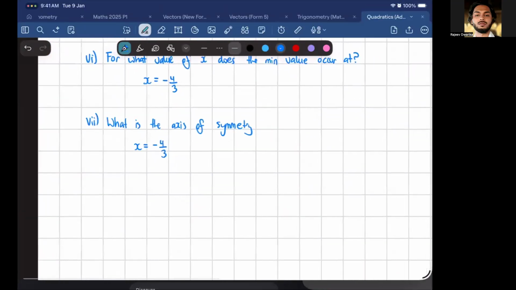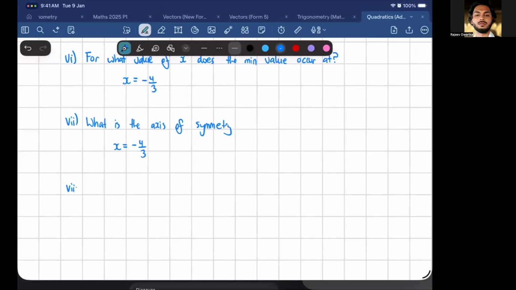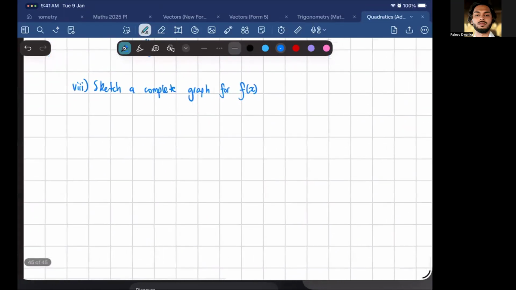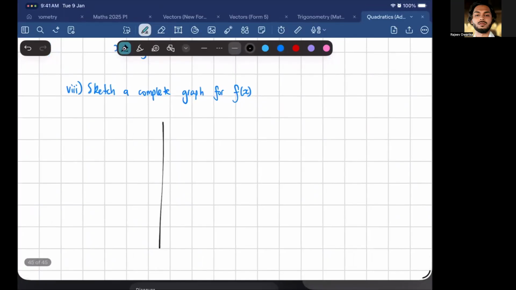So let's do a sketch. Sketch a complete graph for f of x. Right. So, Zachary, I want you to help me with this question. I'm going to draw my Cartesian plane. By the way, guys, Cartesian plane is just a fancy way of saying xy axis. So this is y, this is x.